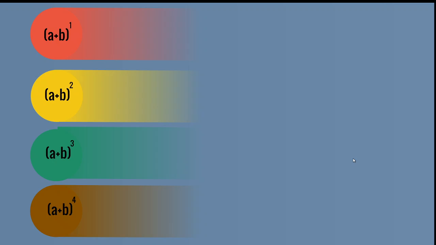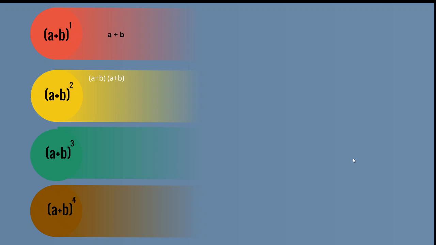So again we are coming back to our binomials. So I have a plus b to the degrees 1, 2, 3, 4. Now let me start with a plus b to the power 1. You will get a plus b. A plus b to the power 2 is a plus b into a plus b.